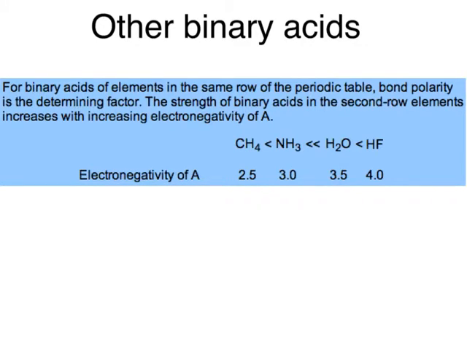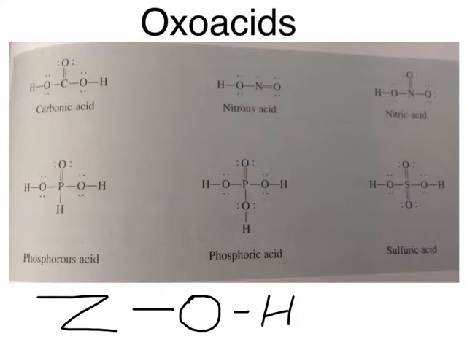Let's move on to oxoacids. Here's a list of oxoacids. Again, you should be able to tell which ones of these are weak and which ones are strong. Now I'm going to give you 3 general rules of thumb to follow.